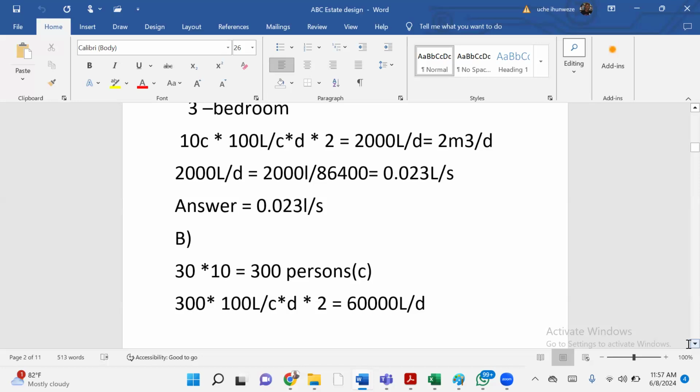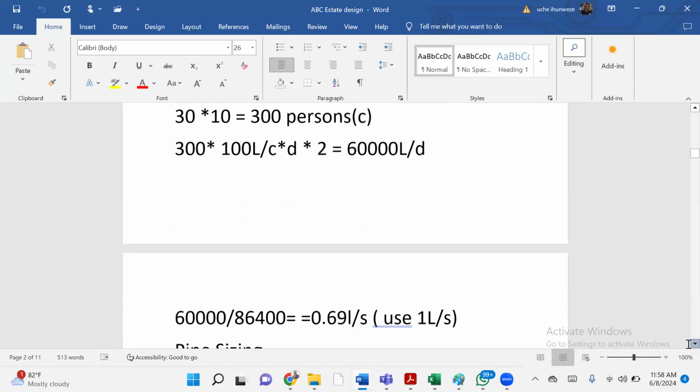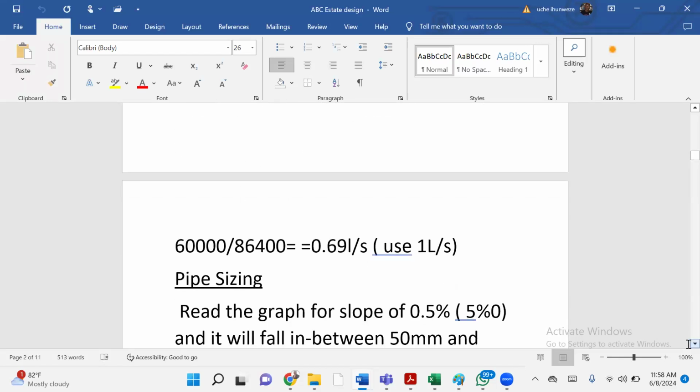So for each of the streets, what is the water demand? Each street is 30 houses. If each house is 10 persons and there are 30 houses in the street, you are designing for 300 persons. The easiest thing is to multiply 300 times 100 times 2. That gives you 60,000 liters per day. Converted, it gives you 0.69, and I said use 1 liter per second.